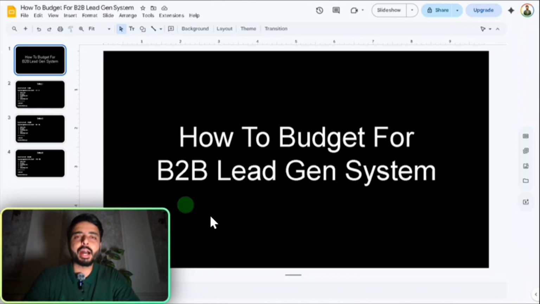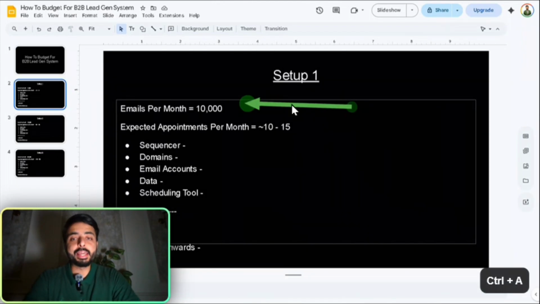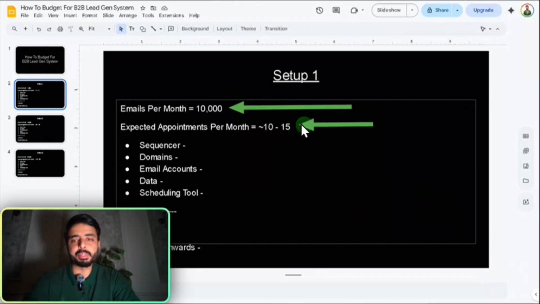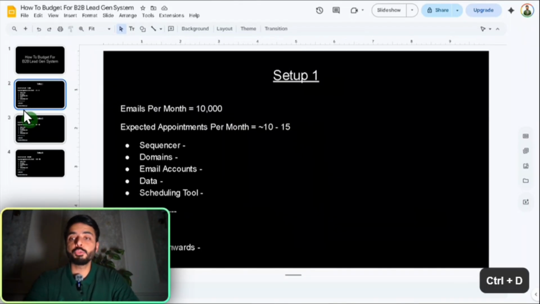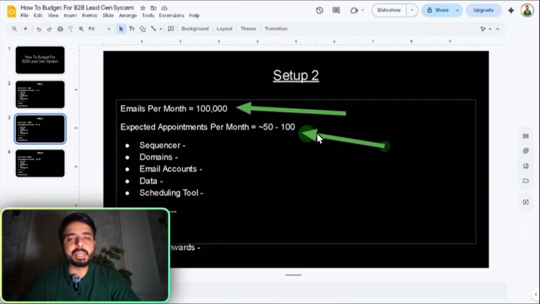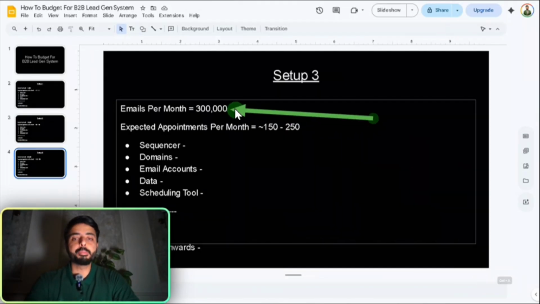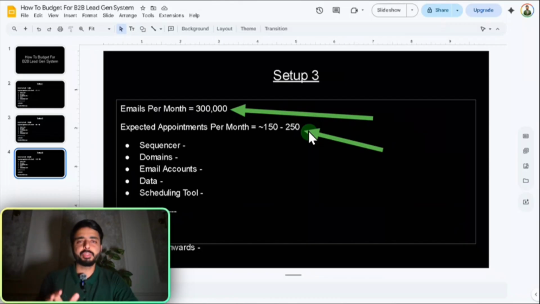Now, I'm going to teach you how to build three types of systems. System number one will help you send 10,000 emails, and this will help you get 10 or 15 appointments every month. System number two is going to help you send 100,000 emails, and this will help you get 50 to 100 appointments every month. System number three is going to help you send 300,000 emails every month, and this will result in 150 to 250 appointments every month.